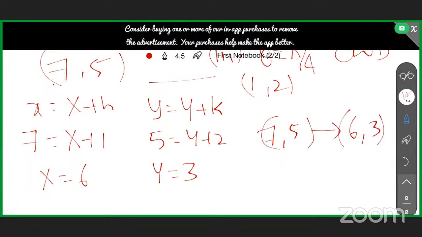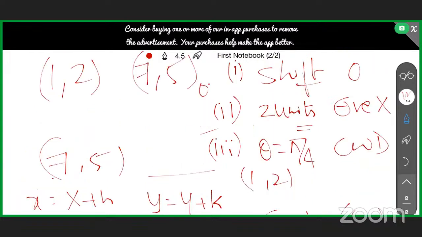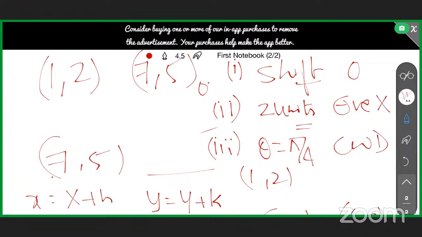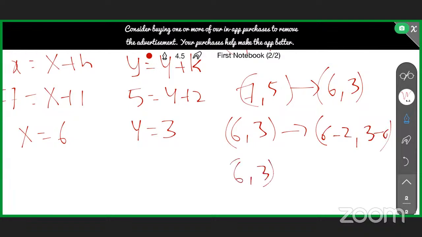Now, second transformation: 6, 3 becomes a new point when it is translated by 2 units along the negative x-axis. That means 6 minus 2, 3 minus 0. This will become how much? 6, 3 will become 4, 3.